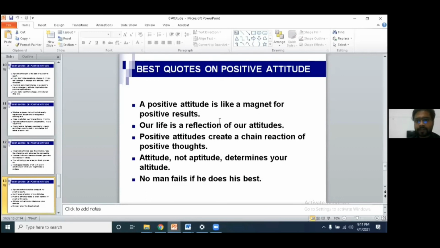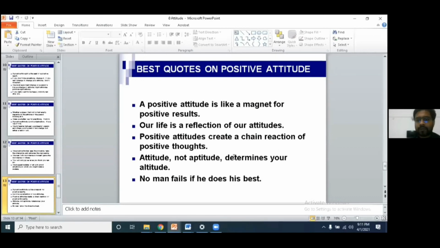A positive attitude is like a magnet for positive results. Our life is a reflection of our attitude. Everybody's life is a reflection of his attitude. There are so many ways to talk with others. Like if you go outside and talk with people wearing a t-shirt or short pants, that is one kind of attitude.